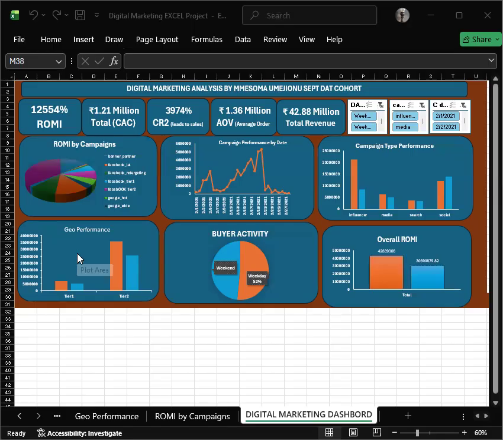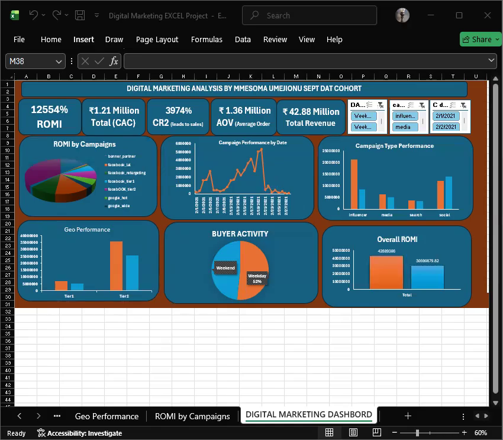Okay, moving on to the geo performance. Here we analyze the performance by geography. We can notice that tier 2 regions generate higher revenue than tier 1 regions. This suggests strong market penetration and growth potential outside the major cities. These chart insights support reallocating spend towards high-performing tier 2 locations over here.